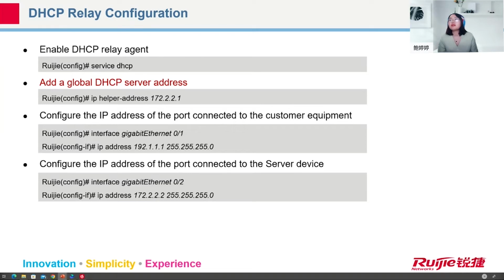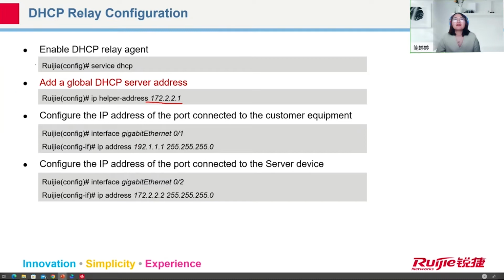So you have to enable the DHCP service. And the key command is a different one, the second one. Add a global DHCP server address. Because for the relay, we have to make the broadcast message become a unicast message, right? A unicast message means you have a specific destination IP address. So you have to let the relay know who your DHCP server is. And the command is ip helper-address, and this is the IP address of the server. Of course, this IP address must be the real address of the DHCP server.